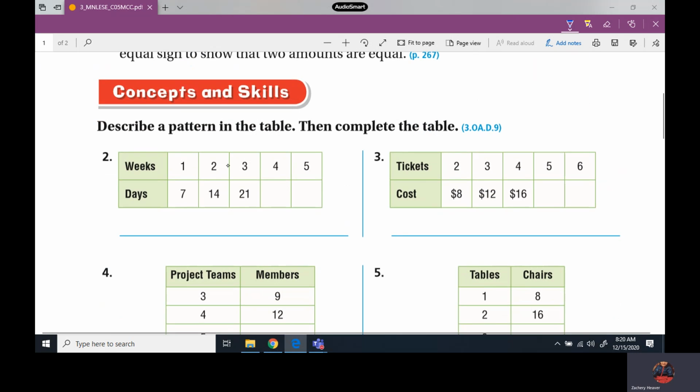1 is 7, 2 is 14, 3 is 21. We know we're skip counting by 7. So 7 times 1 is 7. 7 times 2 is 14. 7 times 3 is 21. 28, 35. And it's multiplied by 7.